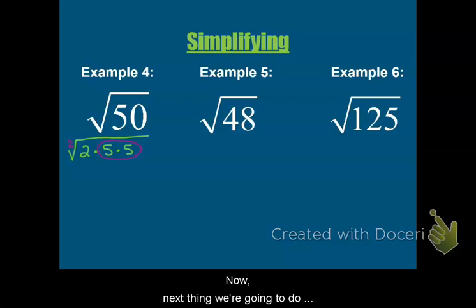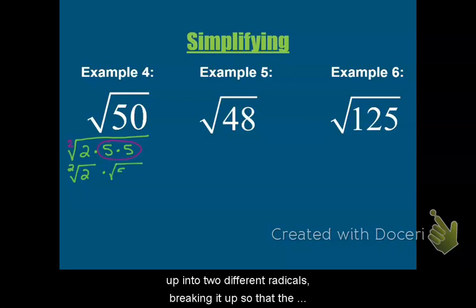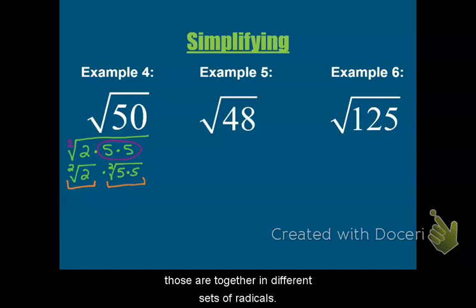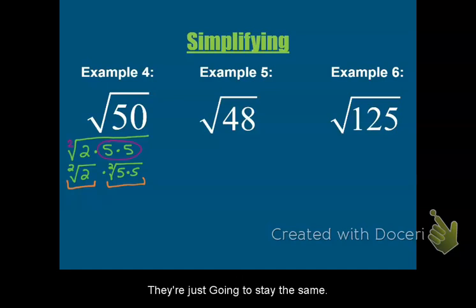Next, we're going to use our product property that we just wrote down previously, and we're going to break this up into 2 different radicals. Breaking it up so that the ones that are in groups of 2 are together, and the ones that are not in groups of 2 are together in a different radical. The ones that don't have groups of 2 can't be simplified. They're just going to stay the same. This is just going to remain a root 2.